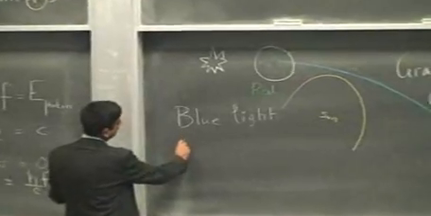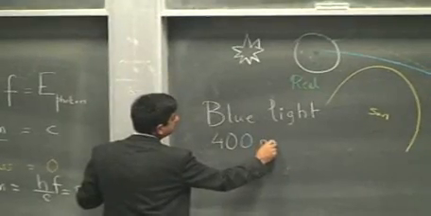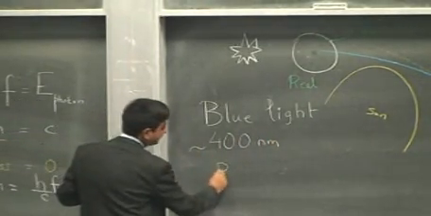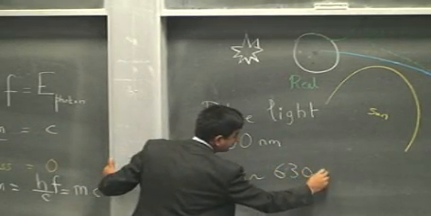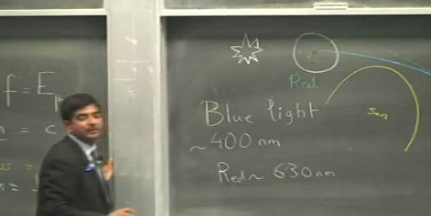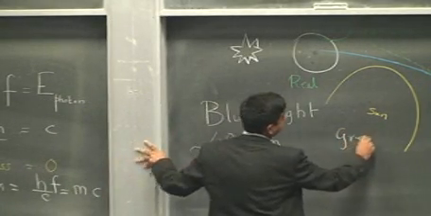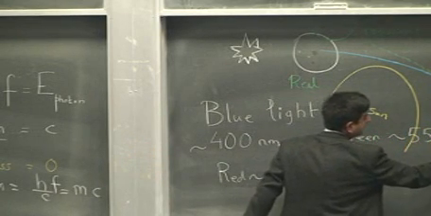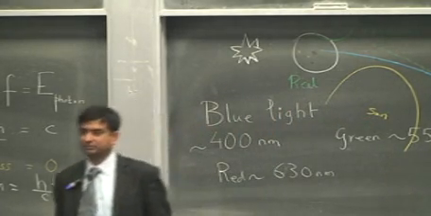Wavelengths I remember. Blue is roughly 400 nanometers. Red is roughly 630 nanometers. Green is roughly 550 nanometers. And so on. What about white photons?